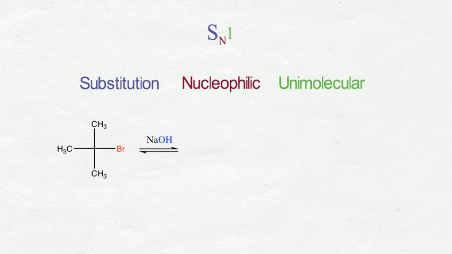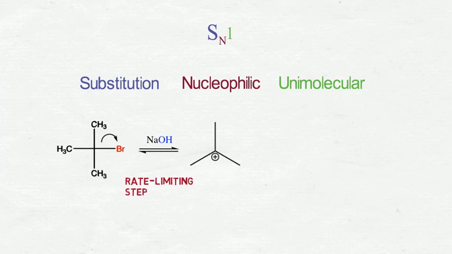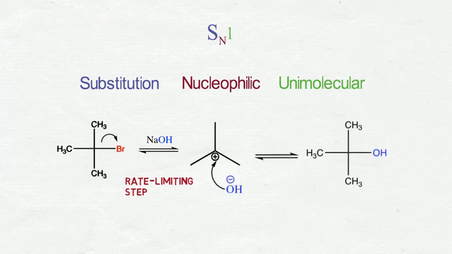Let's look at the reaction of tert-butyl bromide with sodium hydroxide as a general mechanism for SN1. In the first step, the bromide ion, or the leaving group, leaves, giving a carbocation intermediate. This is the rate limiting step, and so the overall rate of the reaction is determined by this step. The nucleophile, hydroxide ion in this case, then attacks the carbocation intermediate in the second step, giving us the substitution product. So the hydroxide ion replaces the bromide ion, and hence the name nucleophilic substitution.